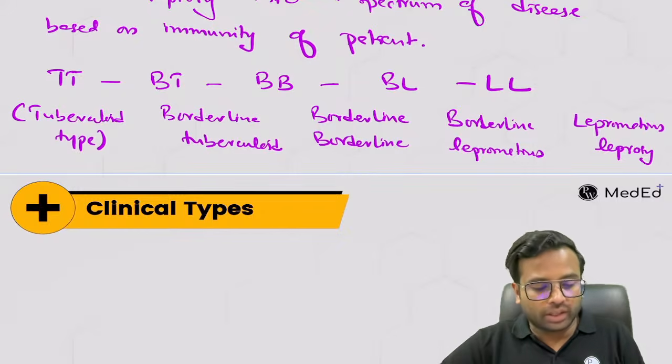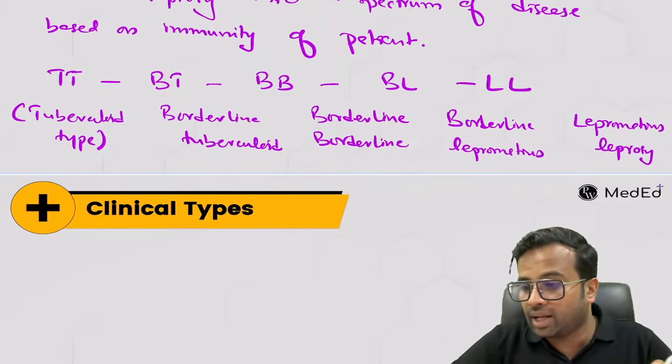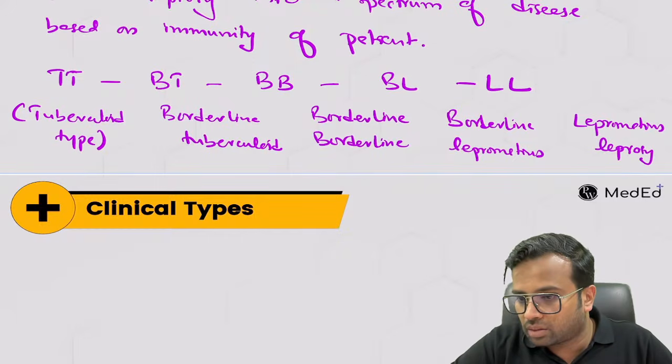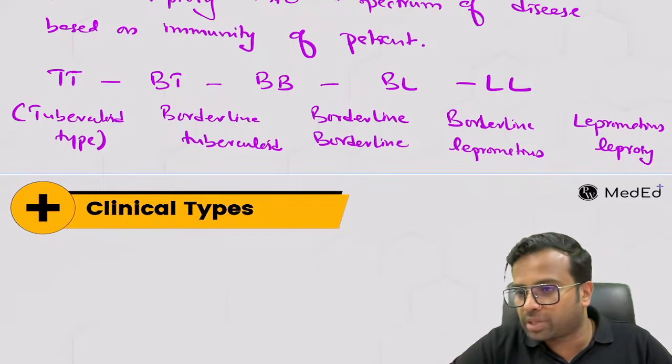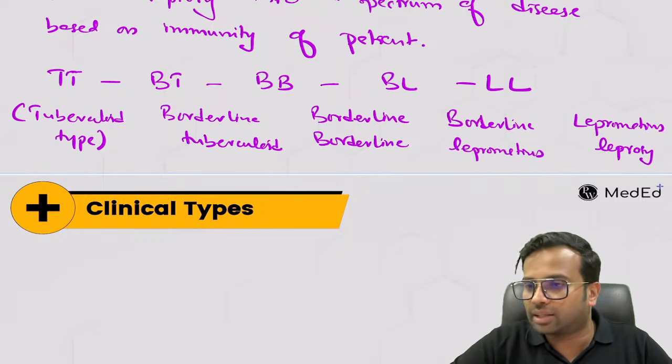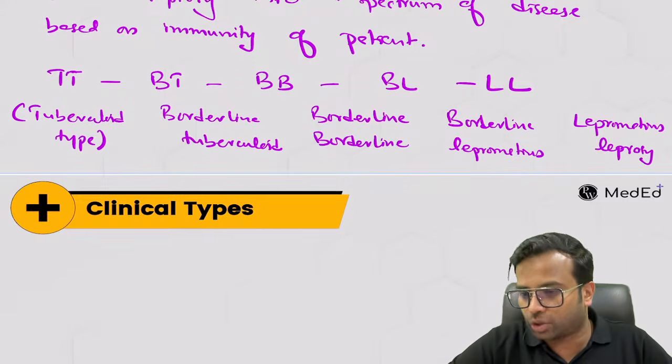So these are all the different types of leprosy. Okay, TT, BT, BB, BL, LL. Yes, we are trying to cover all the important topics, because in the last class we covered 3 or 4 topics. Today also we are covering 3 or 4 topics. Okay?